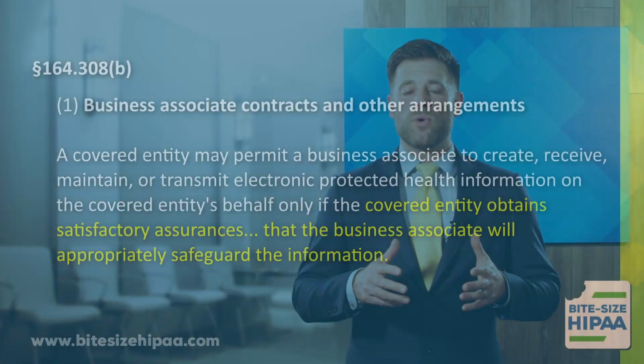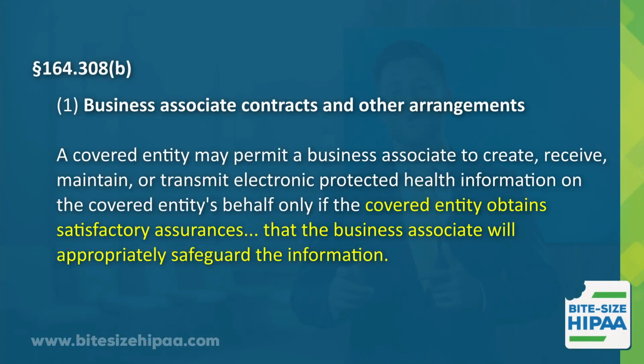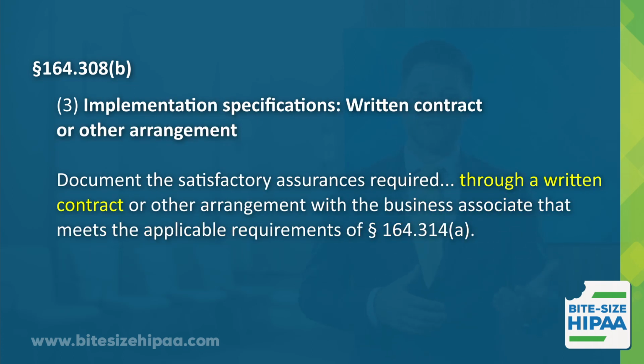Section 164.308(b) requires that before you share any PHI with a business associate, you have to obtain satisfactory assurances that the business associate will appropriately safeguard the protected health information, and that these satisfactory assurances are in writing, either in the form of a contract or other agreement between you and the business associate. This document is called a Business Associate Agreement, or BAA.